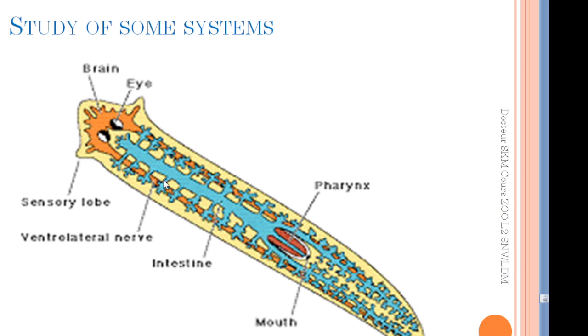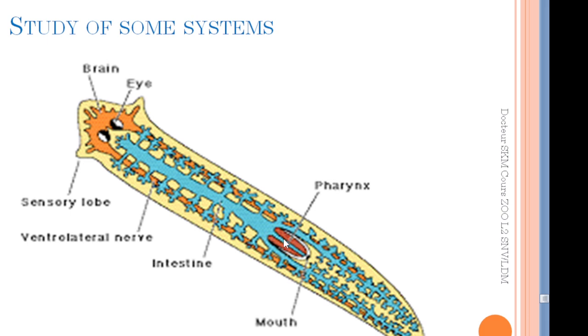So here you can observe the nervous system, and you can also observe the digestive system, okay. So the digestive system is incomplete. Why is it incomplete? Because it contains a mouth but no anus, okay. So that's why we can say that the digestive system is incomplete. D'accord? Donc, le tube digestif des planaires est incomplet parce qu'il commence par une bouche, mais il n'y a pas d'anus. Okay, so let's follow.